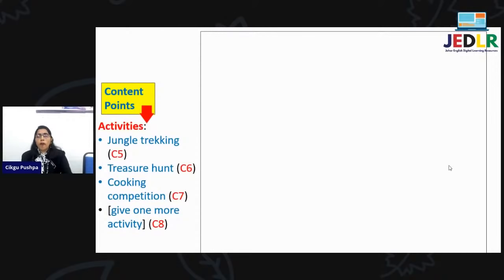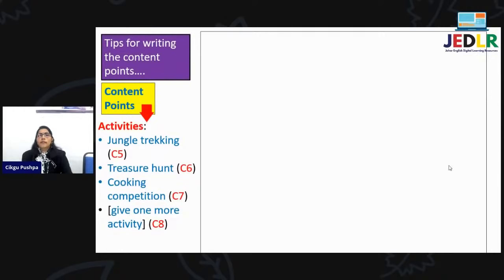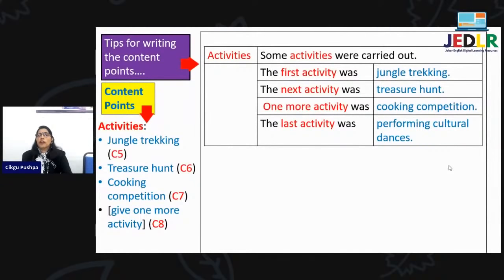Okay, so you have 4 points here: jungle trekking, treasure hunt, cooking competition, and you have to give one more activity. Well, how to write the sentences? Again, I'm going to give you the tips, and here you can use some language frames in order to construct sentences. Now, since the main idea of this paragraph is activities, you can just write one general sentence.